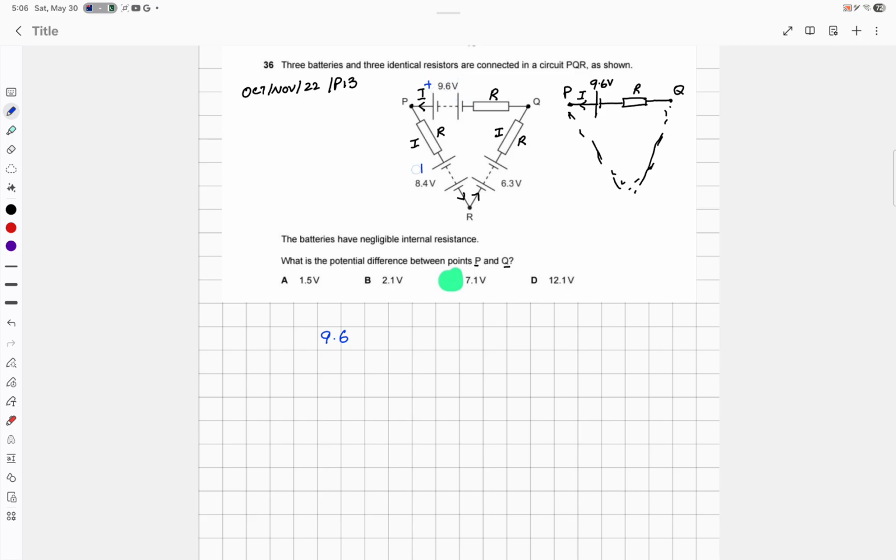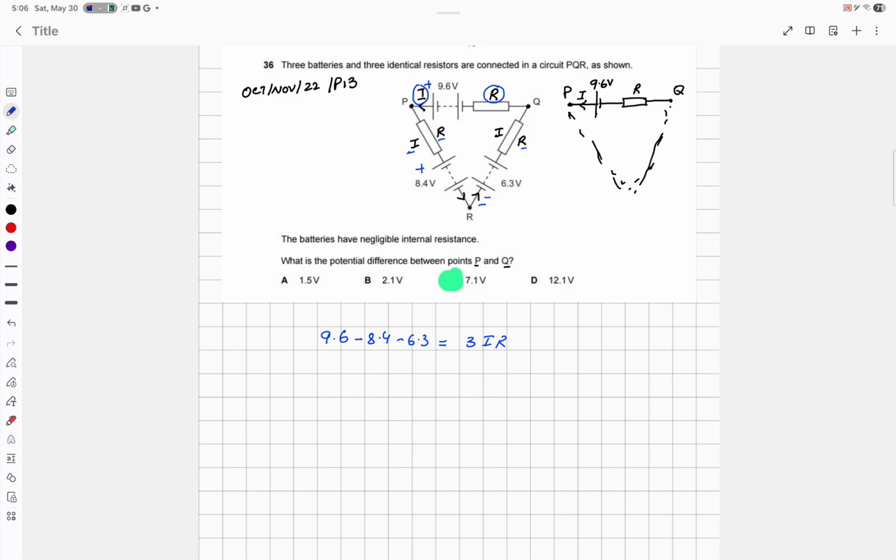Now I'm traveling towards the next battery, again positive is being offered, so this will be considered minus 8.4, and then the next third battery has a negative terminal, which is minus 6.3, must equal the sum of the products of IRs. Now there is current I and a resistor R, so this is going to be IR, again another IR, and again another IR. It is going to be 3 IR.